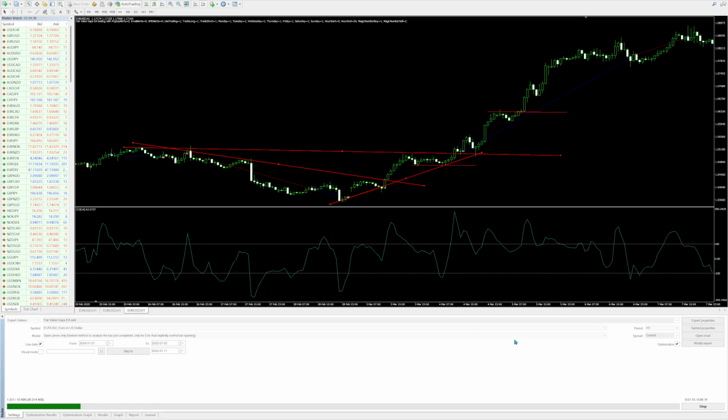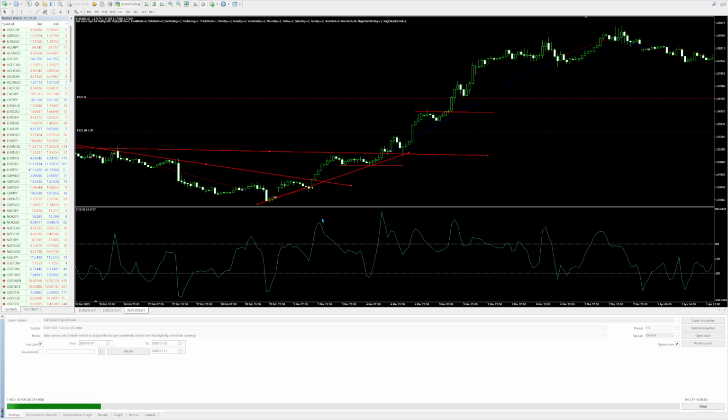You can test, as I said, any chart time frame you wish. Lower time frames take longer, higher time frames are quicker. So if you test 4 hour or daily charts, optimization will be a lot quicker. But it's just a good way to see how various settings will work in the EA.